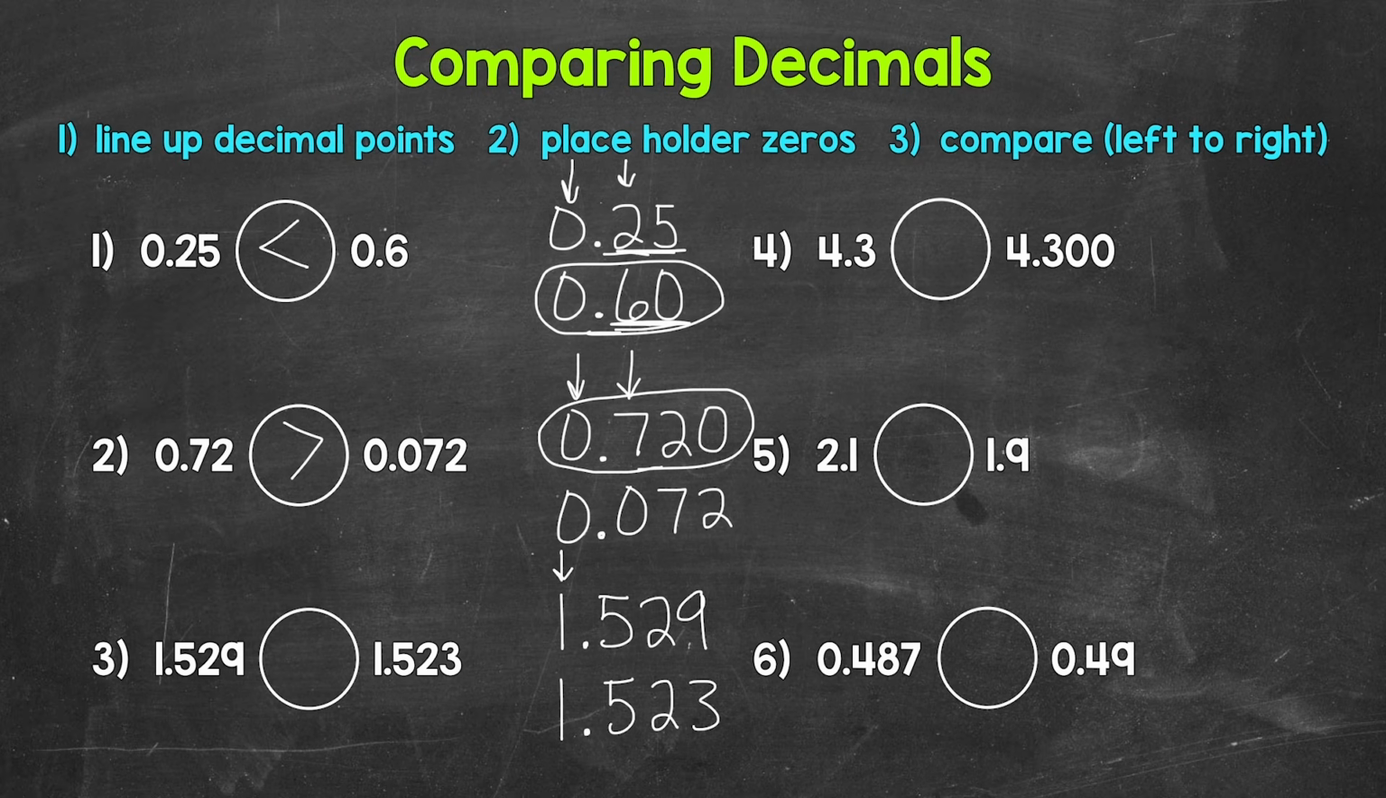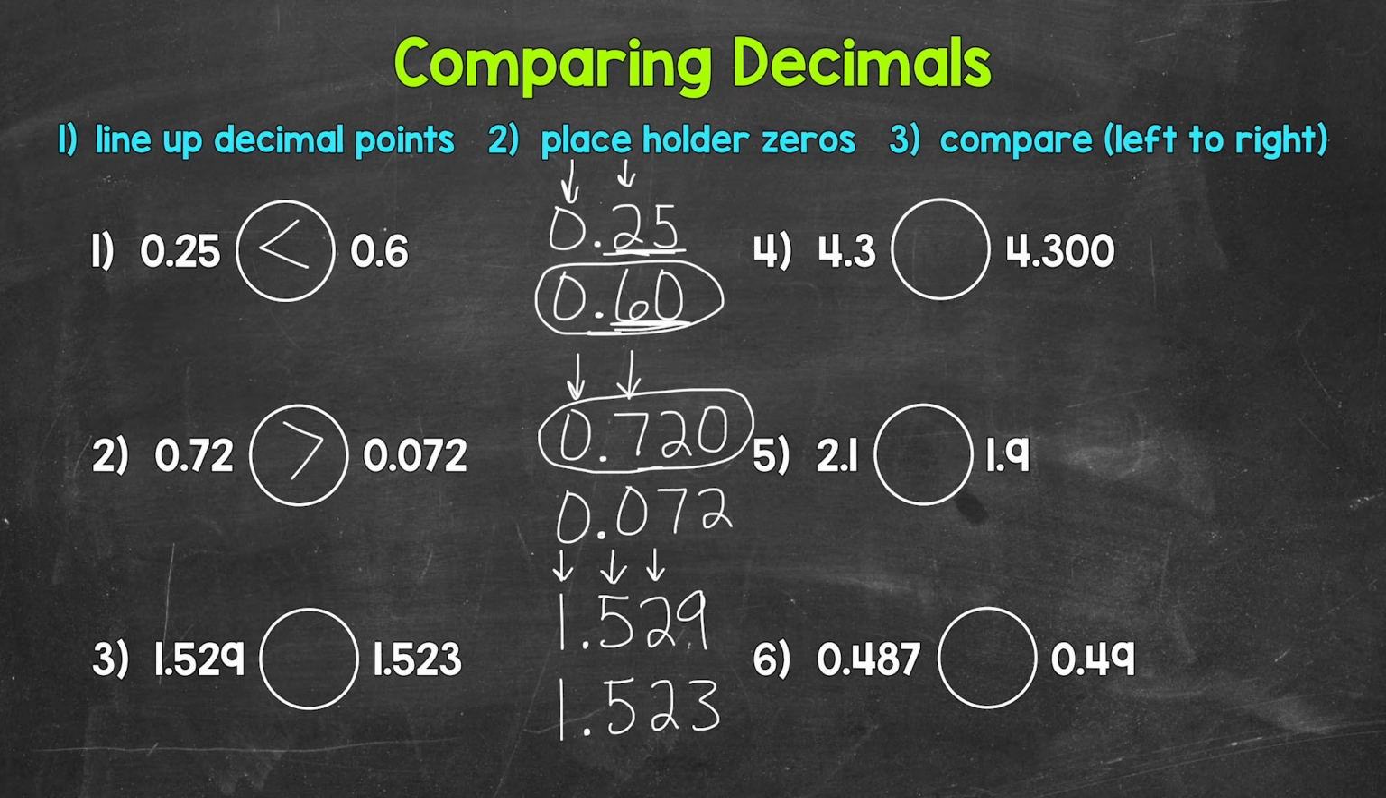So we need to move to the right to the tenths place. Can we compare here? Is there a difference? No, we have fives, so we can't compare the tenths place. Let's move to the right to the hundredths place. Do we have a difference here? Can we compare? No, we have the same digit, 2.